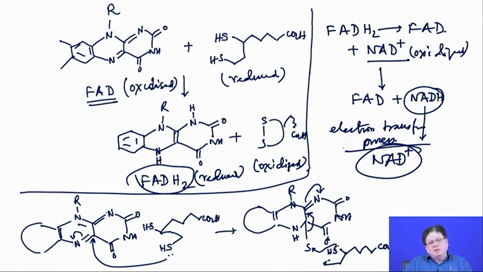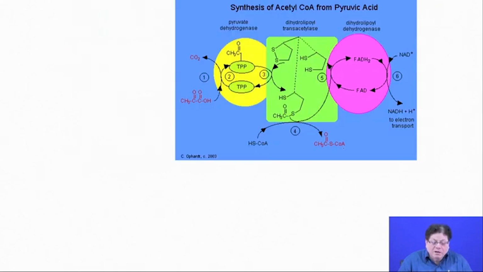Then the reduced form of lipoic acid is converted back to the oxidized form, the disulfide form, by FAD, and FAD in turn goes to FADH2, and this FADH2 is finally oxidized back to FAD by NAD plus, and the reduced form, NADH, is then again converted into NAD plus by a separate process, which is done by some electron transfer mechanism. Okay. So, that is the chemistry behind the formation of acetyl coenzyme A, and this has been summarized clearly here, although it is a little difficult because the color combination is not very good.